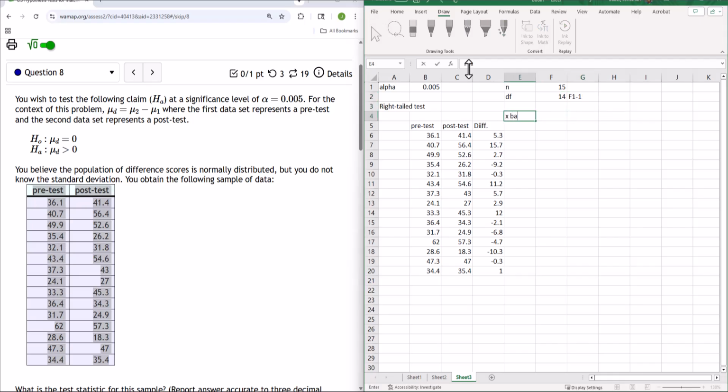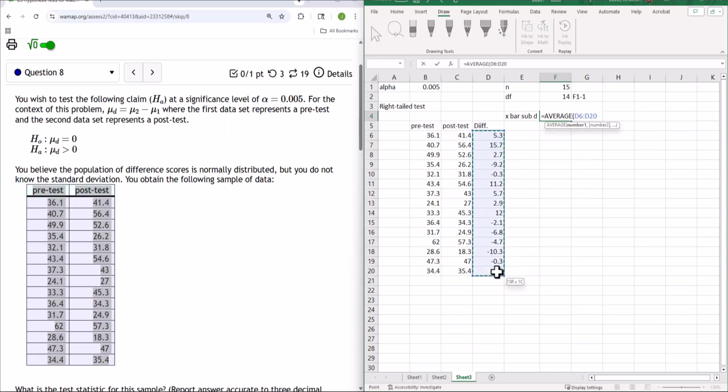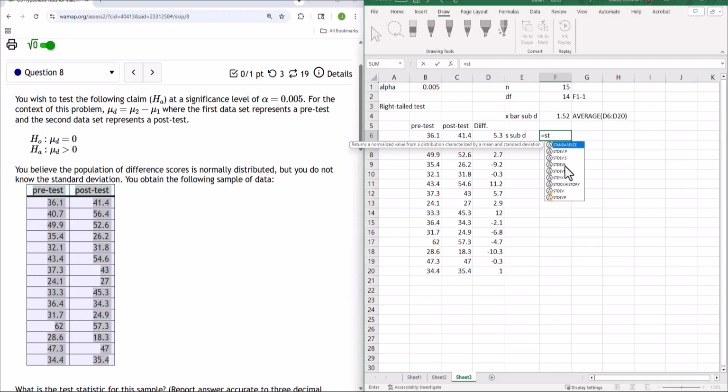So now we need x bar sub d, which is the mean of those differences. If we're interested in a mean, Excel calls it the average. Snag our whole data set here. And I don't know if it's actually exactly 1.52 or if that number goes on and on, so as you're working through the data, you might want to just click on the cell. The sample standard deviation of those differences, s sub d, is the standard deviation of the sample. Grab our data set.